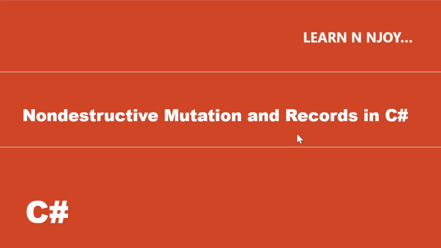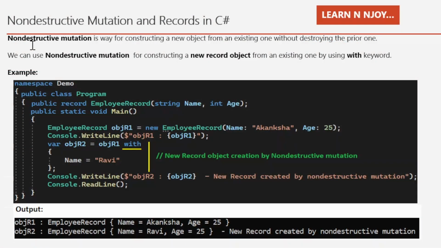Non-destructive mutation in records in C#. What is non-destructive mutation? Non-destructive mutation is a way of constructing a new object from an existing one without destroying the prior one. We can use non-destructive mutation for constructing a new record object from an existing one by using the with keyword. We need to use the with keyword whenever we are going to create a new record object from the existing one via this non-destructive mutation process.